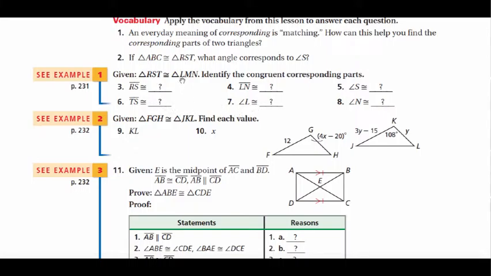Angle L is the first letter, so that corresponds to angle R. Angle R goes here. Angle N, that's the last letter here, so that corresponds to the last letter here. So this is angle T.